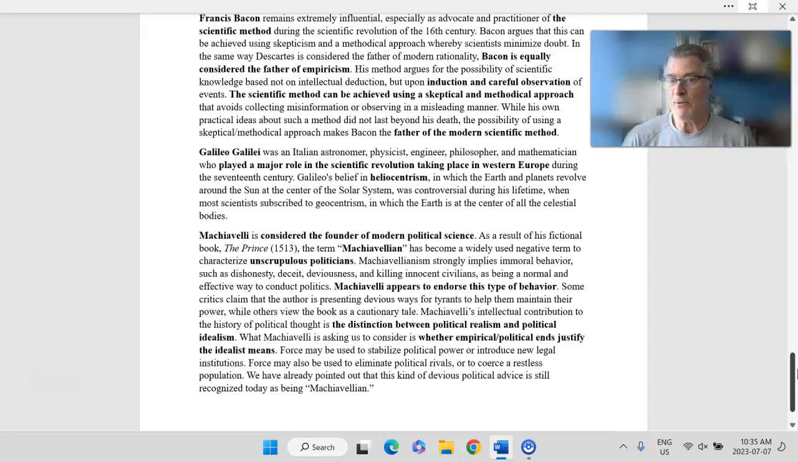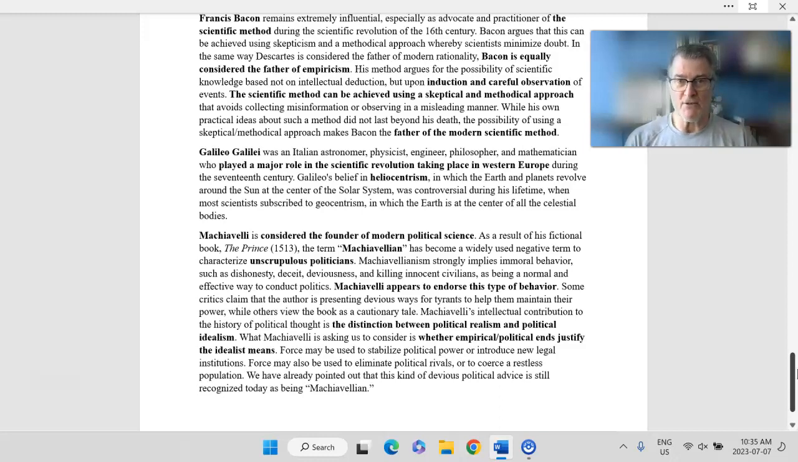Because we don't have democratic systems at this point, but we have the beginnings of political thinking. And Machiavelli is the founder of modern political science. And in probably his most famous book, The Prince, we find the main character, the titular character, as they say, acting in a very Machiavellian fashion. Now, what does that mean?